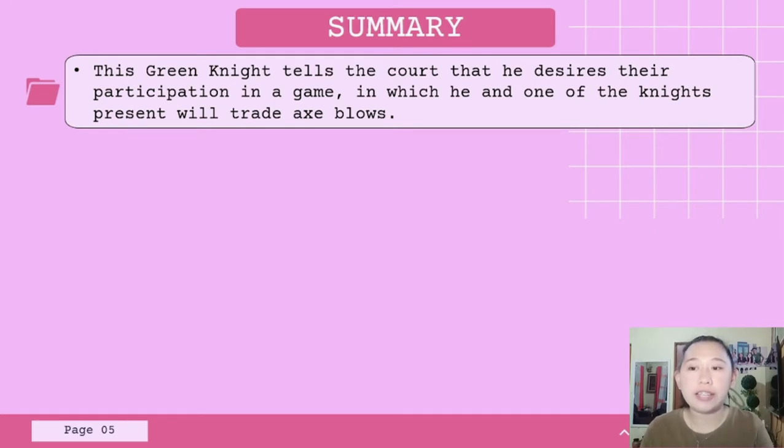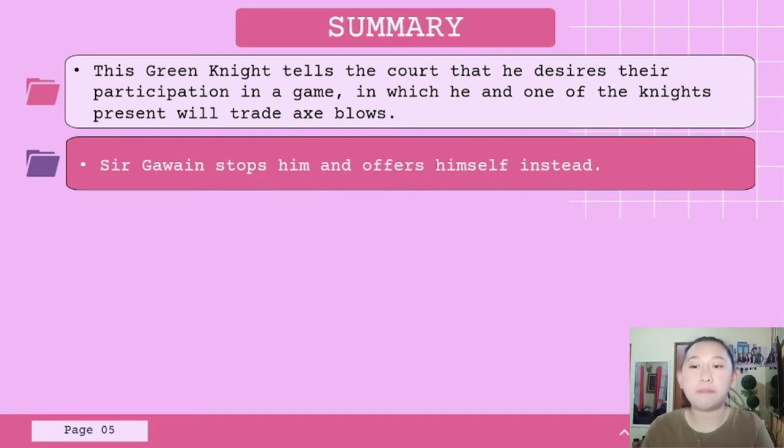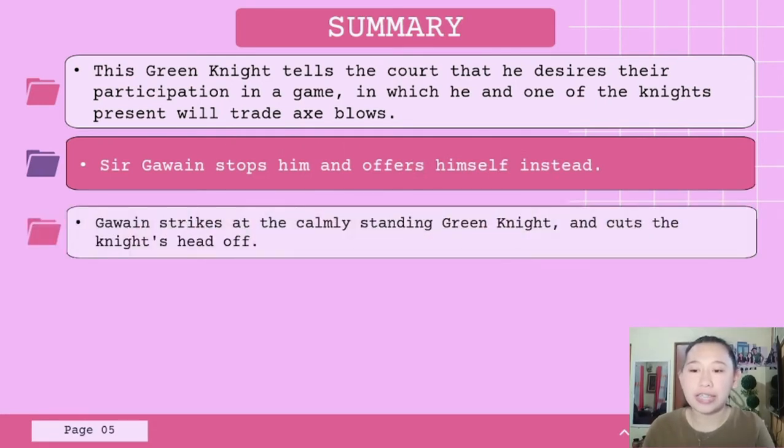Just as the king readies himself to take his strike with the axe, Sir Gawain stops him and offers himself instead. Gawain strikes at the calmly standing Green Knight and cuts the knight's head off. The court is astonished when the knight picks up his head from the floor and instructs Gawain to find him at the Green Chapel before riding away.